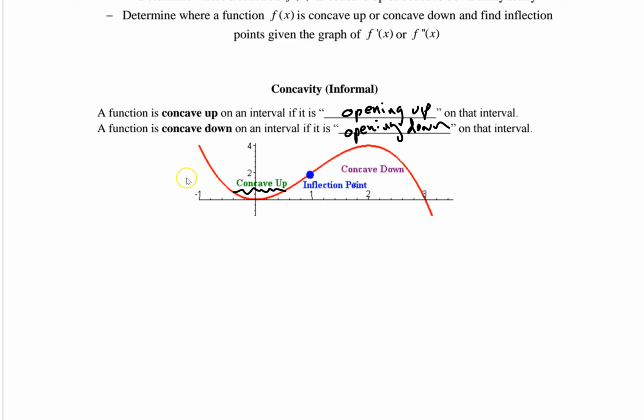Now what's an inflection point? It's where those two pieces meet. So it's opening up, then there's this point right here, then it's opening down. So it's where the concavities meet. It's called an inflection point. So how do we do this using mathematics?